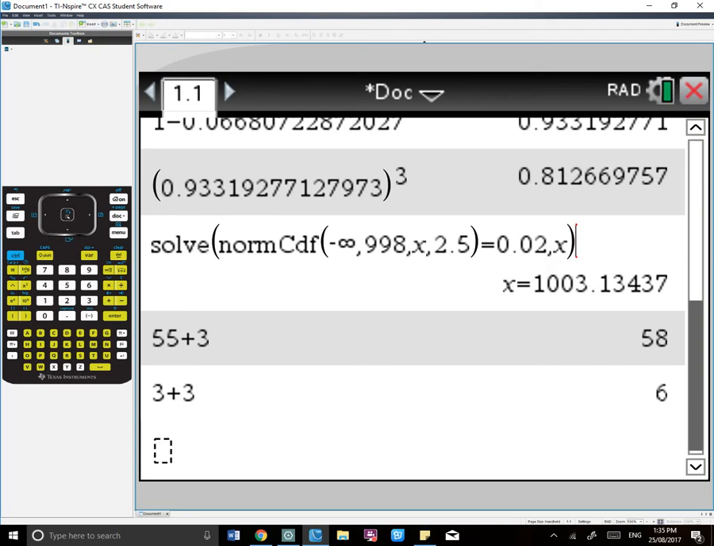There are 4 things: mean, standard deviation, area, and the value that gives that area. If you miss any one of them, I can use the calculator to directly work it out. If you miss 2 of them, there's no way of doing it. You can't miss 2. If you miss 1 of those 4 things, yes, you can directly use the calculator to do it.